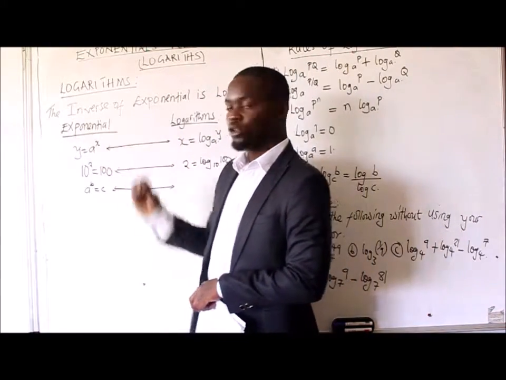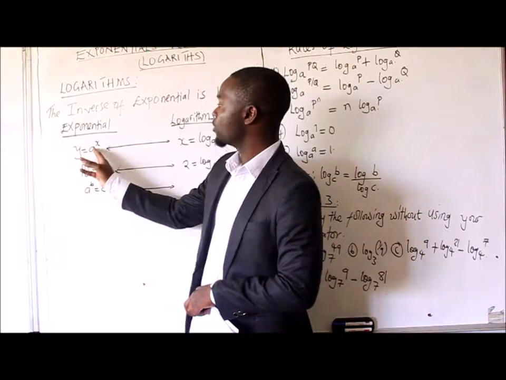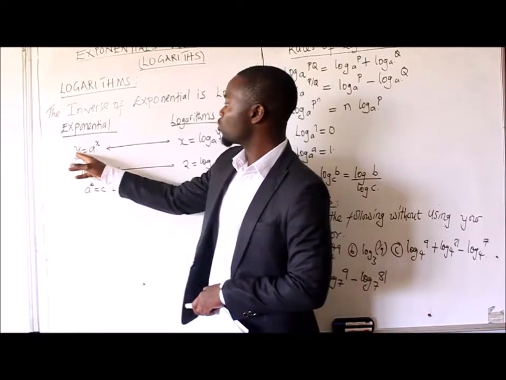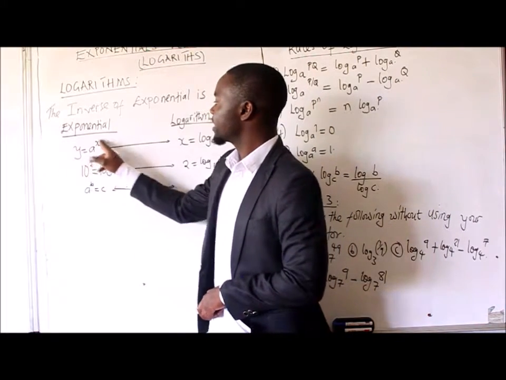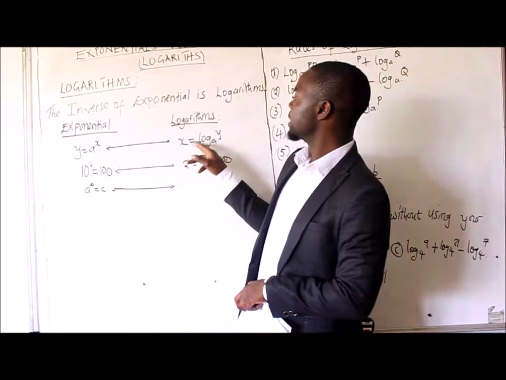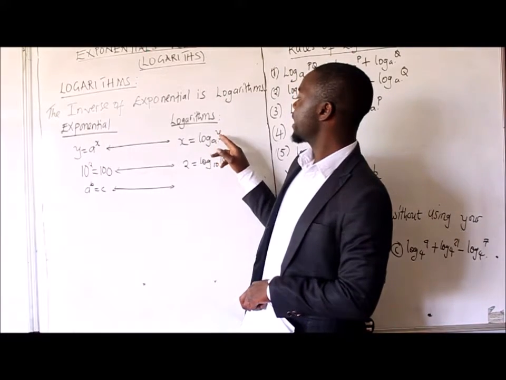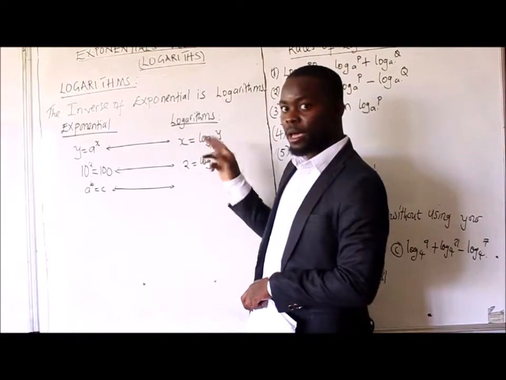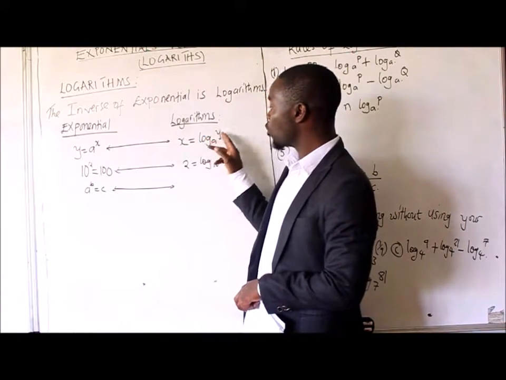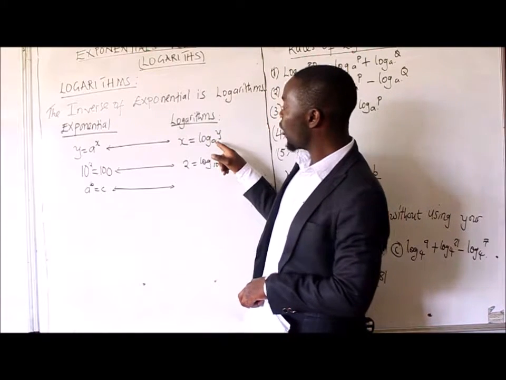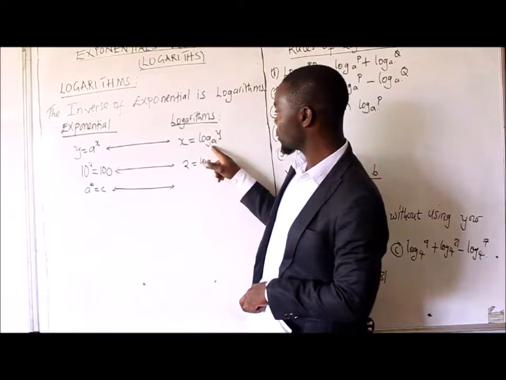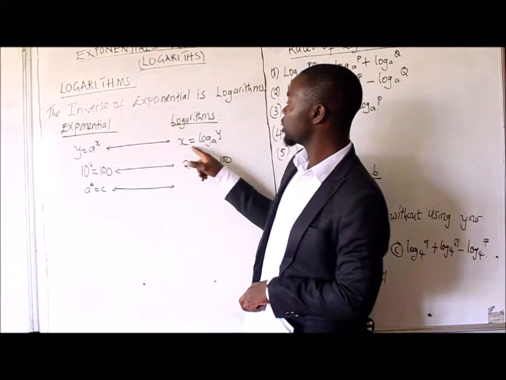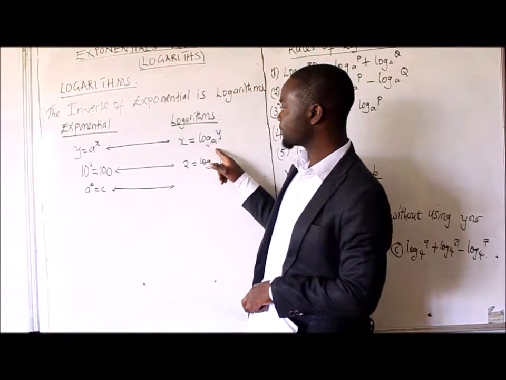Exponentials, we know, are in the form of a to the power x. So we have y is equal to a to the power x. In logarithm form, this can be written as x is equal to log y base a. Your a should be pronounced as a base. So x is equal to log y base a.